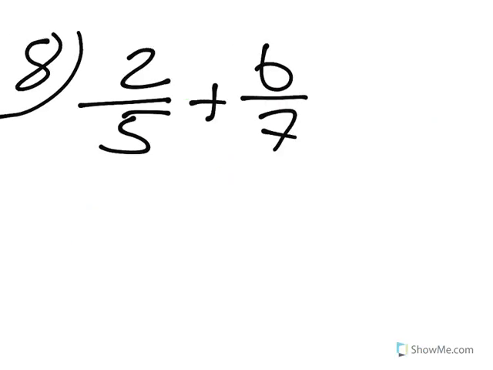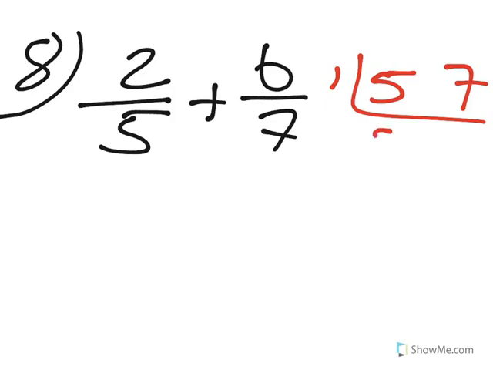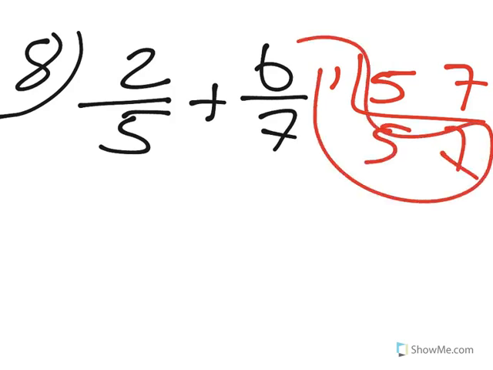Okay, number 8, again, I'm adding unlike fractions without a common denominator. The only thing that's going to go into 5 and 7 is 1. So when I multiply, I get 35 as my common denominator.